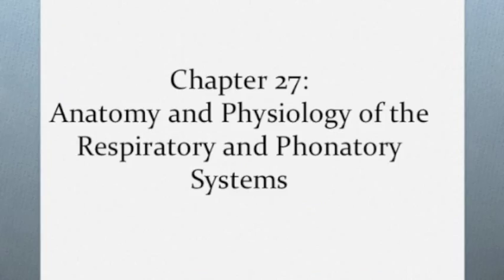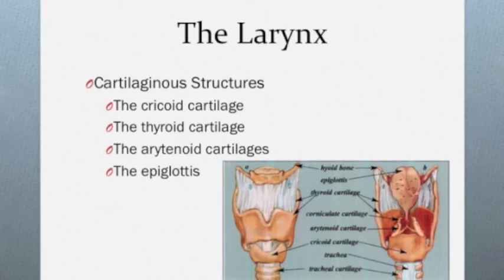Chapter 27, Anatomy and Physiology of the Respiratory and Phonatory Systems. Before we discuss voice disorders, we will review the normal anatomy and physiology of the larynx, which is the organ of phonation. The larynx is positioned superior to the trachea and below the root of the tongue. It is composed of many different cartilaginous structures, including the cricoid cartilage, the thyroid cartilage, two arytenoid cartilages, and the epiglottis.